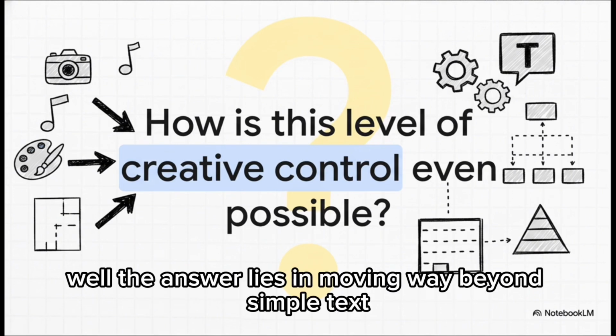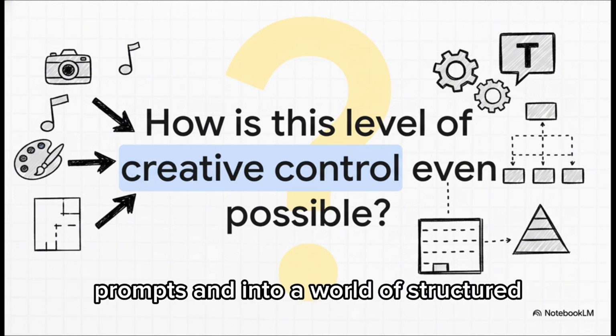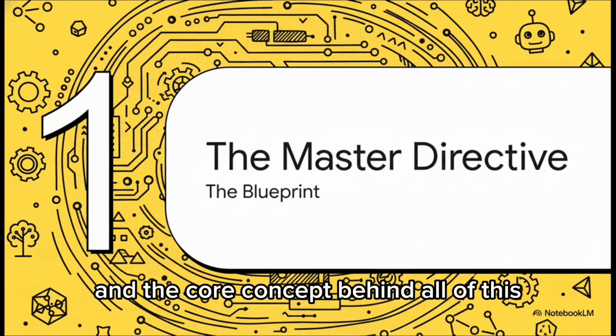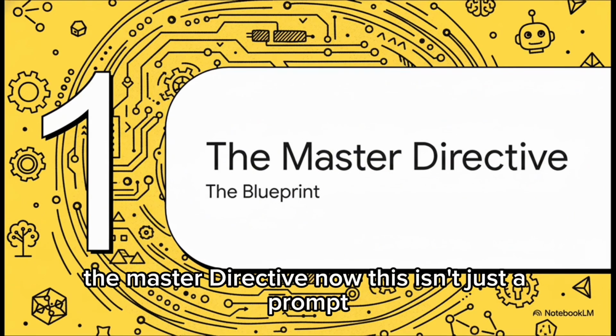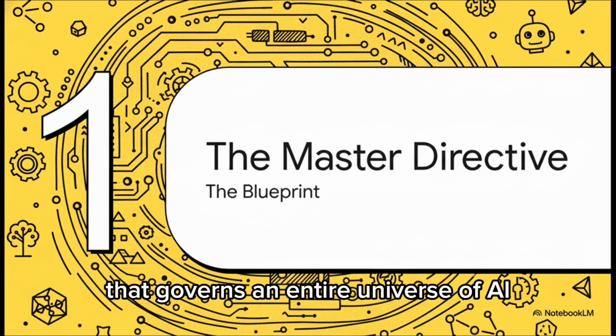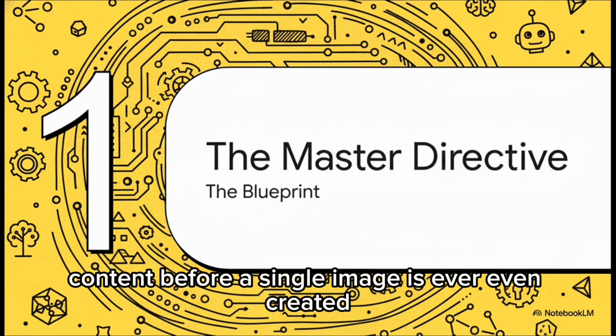Well, the answer lies in moving way beyond simple text prompts and into a world of structured professional directives. And that brings us to Section 1 and the core concept behind all of this, the Master Directive. Now, this isn't just a prompt. You've got to think of it more like a master blueprint, or even the constitution that governs an entire universe of AI content before a single image is ever even created.